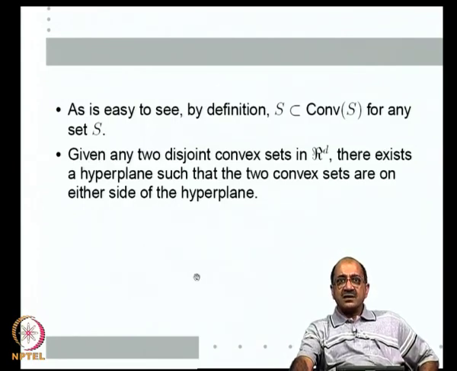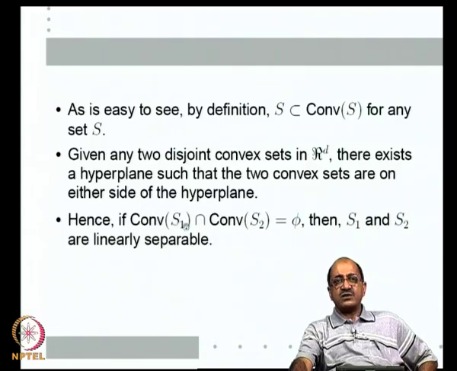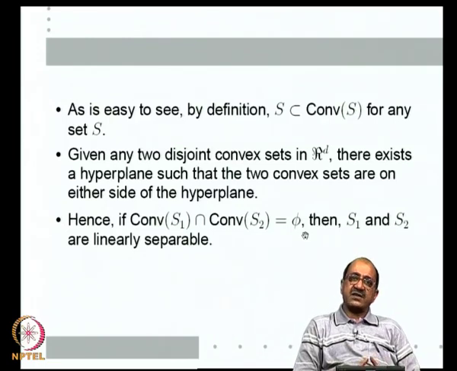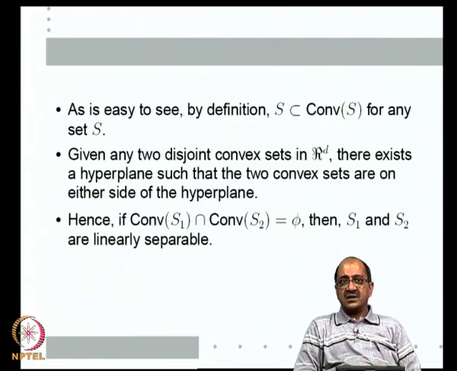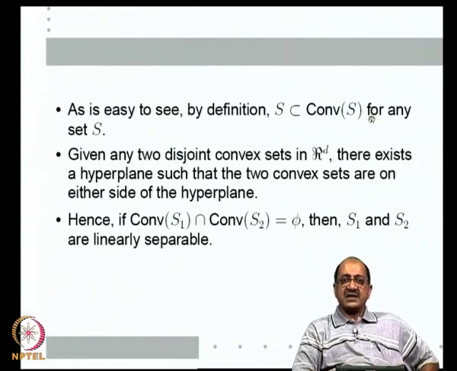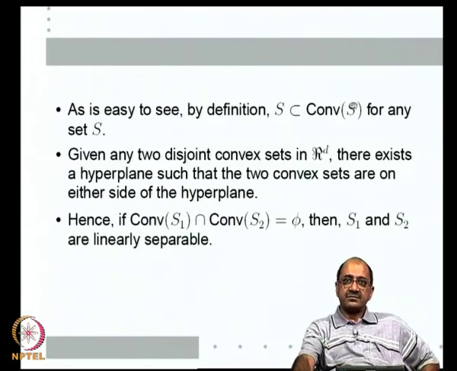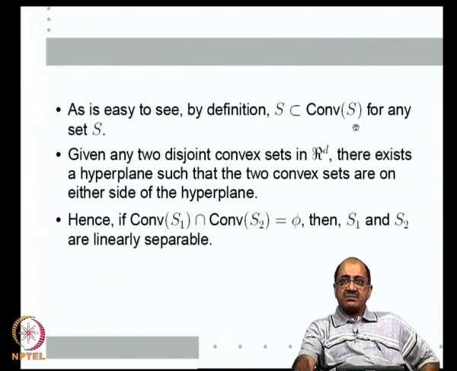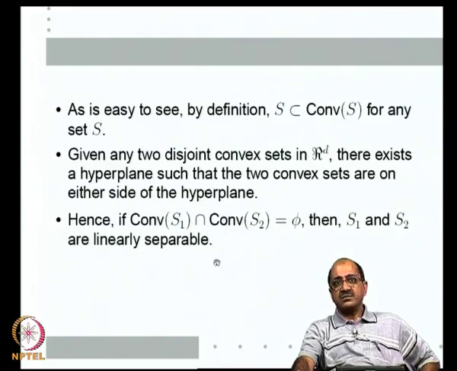So, given this, if the convex hull of S1 and the convex hull of S2 do not intersect, that means they are 2 disjoint convex sets, so there will be a hyperplane such that the convex hull of S1 is on one side and the convex hull of S2 is on the other side. And the way convex hulls are made, S is a subset of the convex hull of S for any set, because it is a trivial convex combination: one alpha is 1 and all others are 0. Because S is a subset of its convex hull, if the convex hulls of S1 and S2 are linearly separable, then S1 and S2 are also linearly separable. So, this shows that if the convex hulls do not intersect, then S1, S2 are linearly separable.